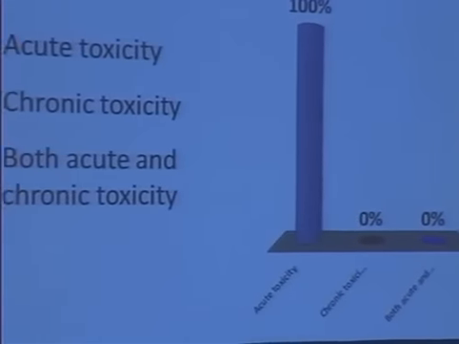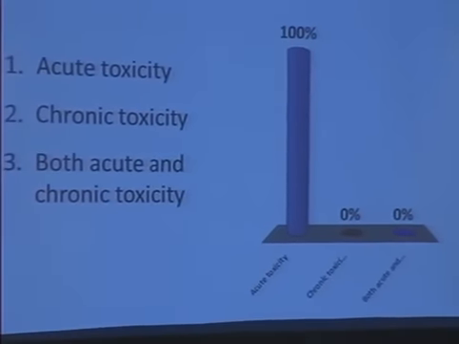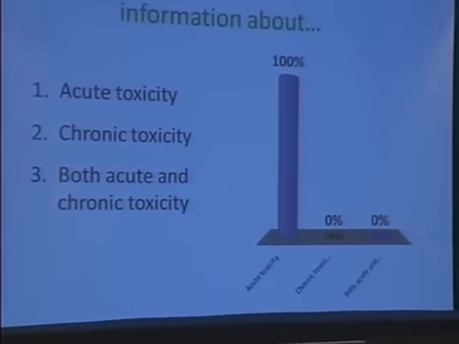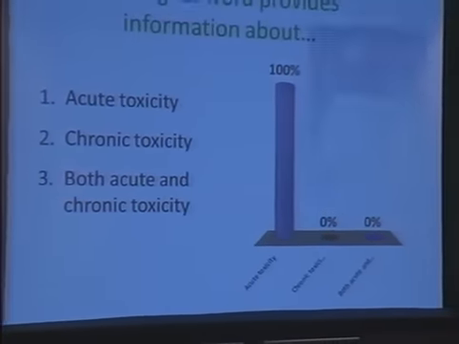Useful clicker questions, these are examples from real life of clicker questions that I've used and that I find really helpful. One is, does the signal word provide information about acute toxicity, chronic toxicity, or both? And this is something that if I'm talking about safety issues at all, I have to get this across to my audience. That label word does not provide any information about anything other than acute toxicity. So I have to get them past that.